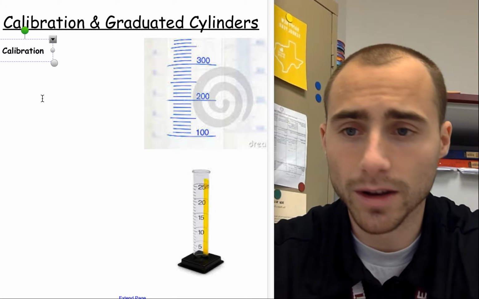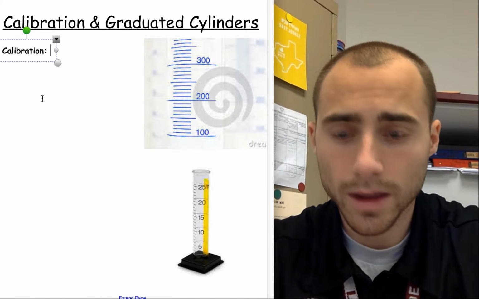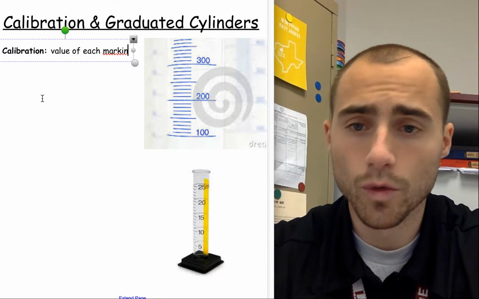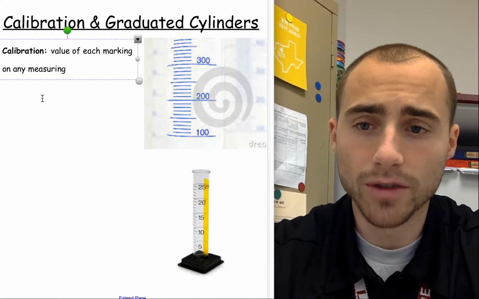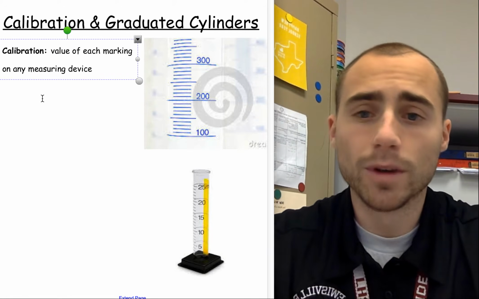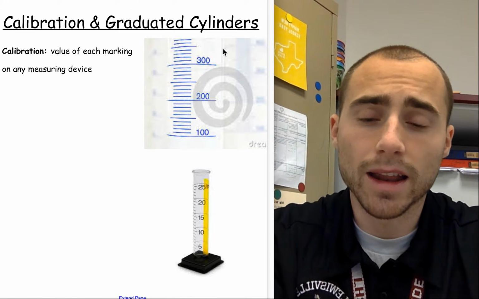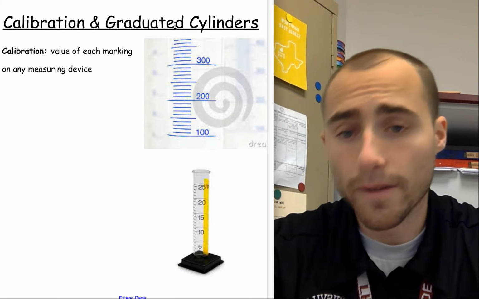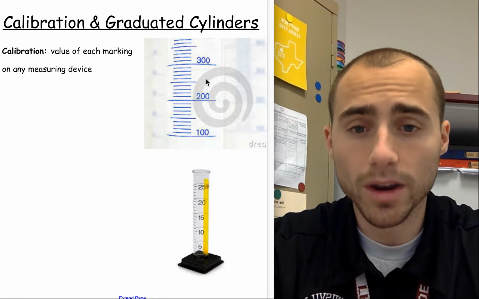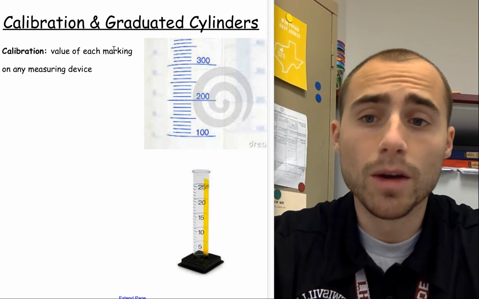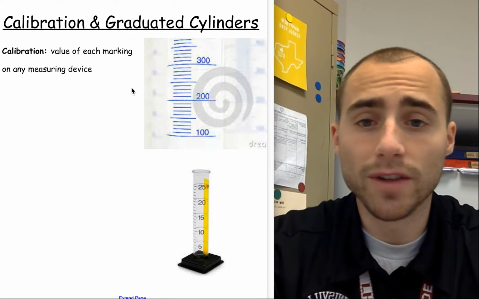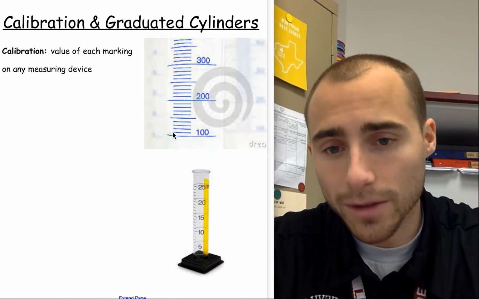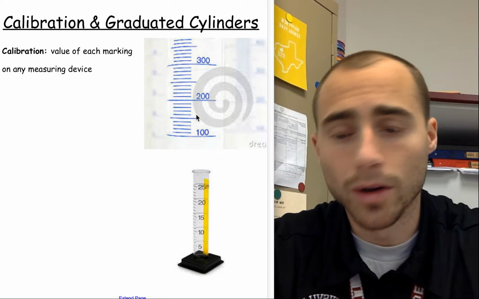So calibration. Calibration is the value of each marking on any measuring device. For example, if we look at this graduated cylinder right here, we see that it only has 3 of the many lines on here labeled. We have 100, we have 200, and we have 300. What we want to know in terms of calibration, if I asked you what the calibration of this graduated cylinder is, it represents the value of each one of these small markings.